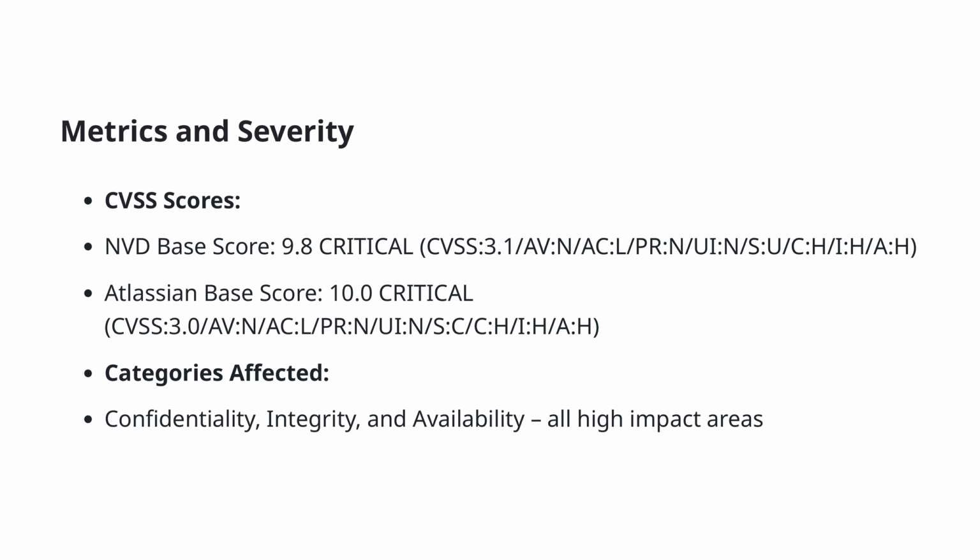Atlassian, the maker of Confluence, assesses this vulnerability with an even higher base score of 10.0, emphasizing its severity under CVSS version 3.0. This reflects a significant concern as it poses critical risks, particularly due to its contextual impact on systems. The key takeaway here is that the categories affected, confidentiality, integrity, and availability, all experience high impact, making it crucial for organizations to address this vulnerability promptly to protect sensitive data and maintain system integrity.